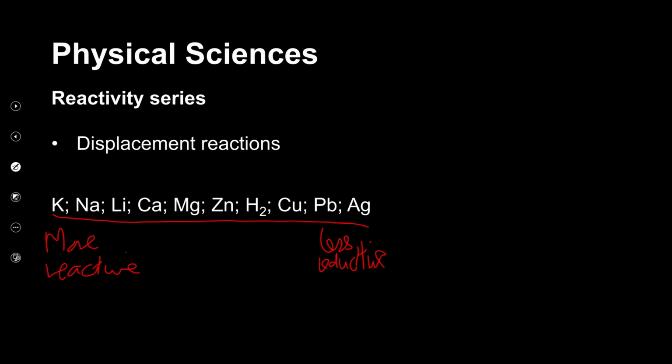In the end, having a series like this, I want you to notice these are metals, group 1 metals here, and these are the transition metals. These are relatively unreactive, and in the middle is hydrogen.